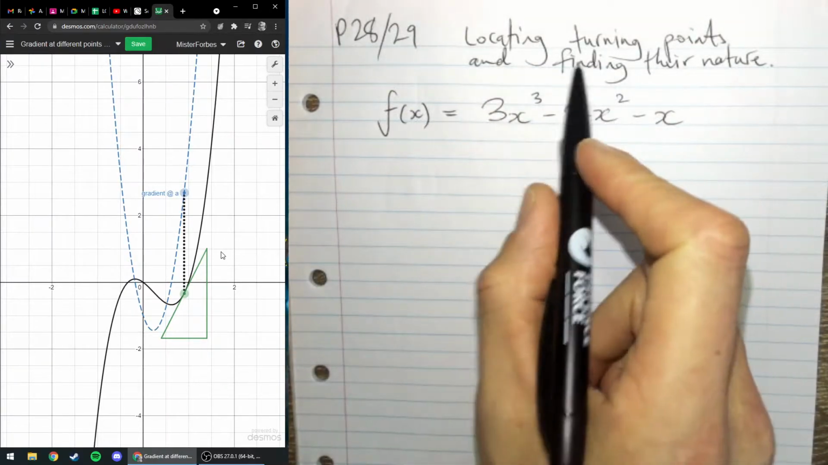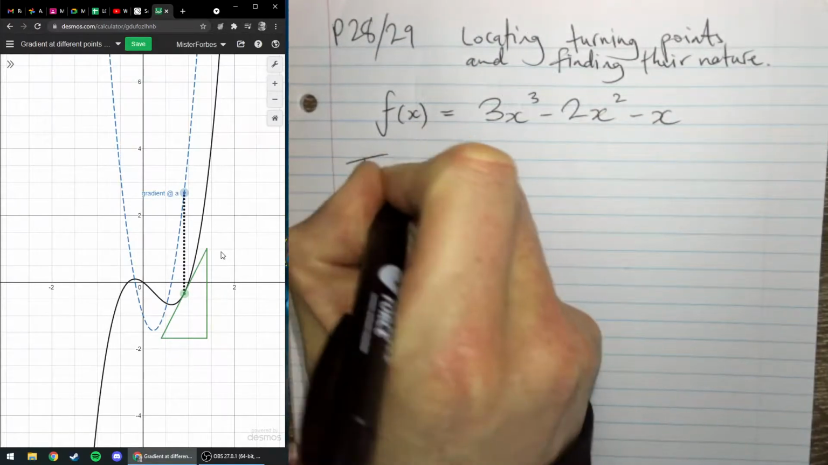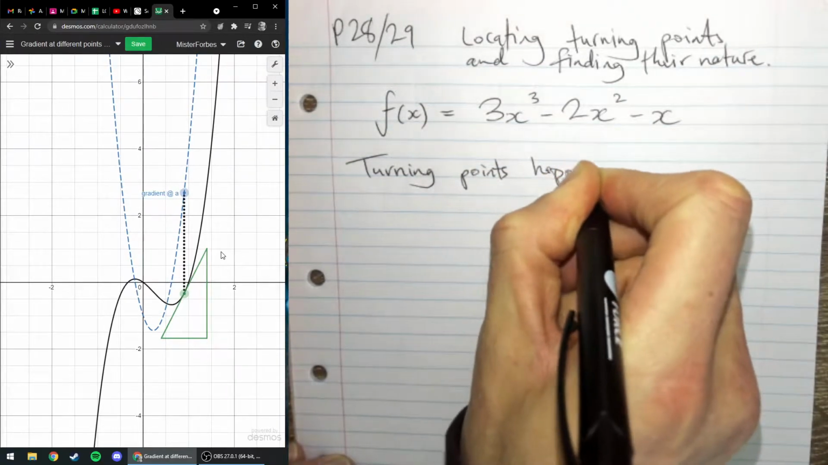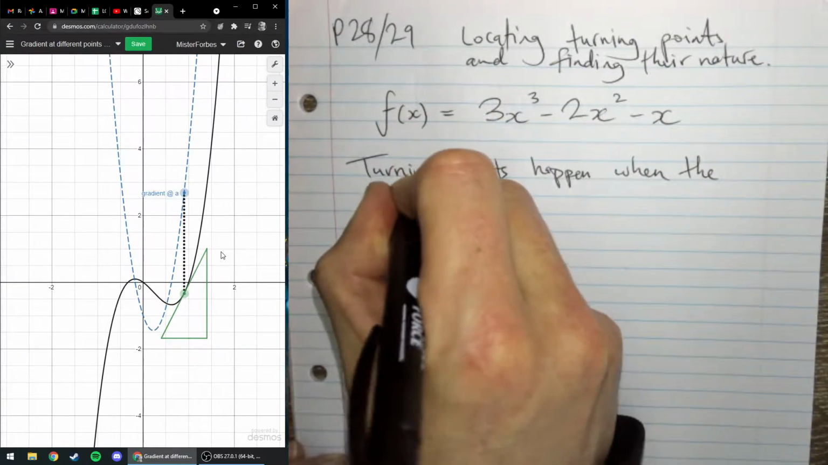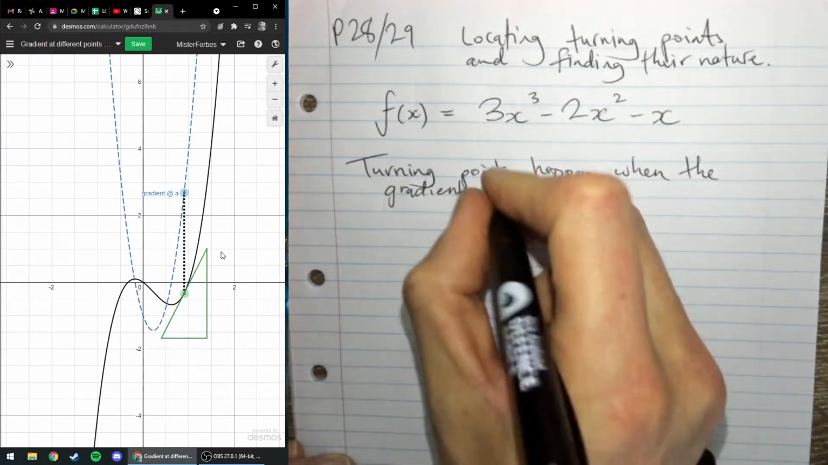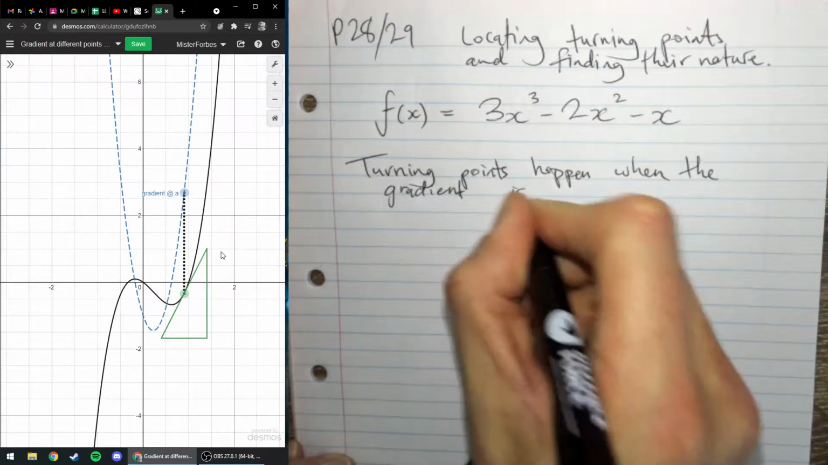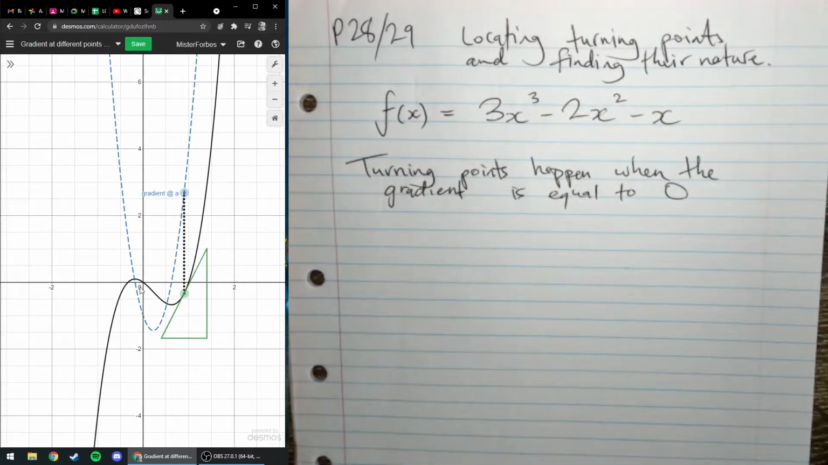Now, finding a turning point, the main idea is this. Turning points happen when the gradient changes, or when the gradient is equal to zero, really. I wonder if you can read this. The points on this graph where the gradient is no longer increasing, but at that point where it's actually exactly zero, is the exact point where it turns.